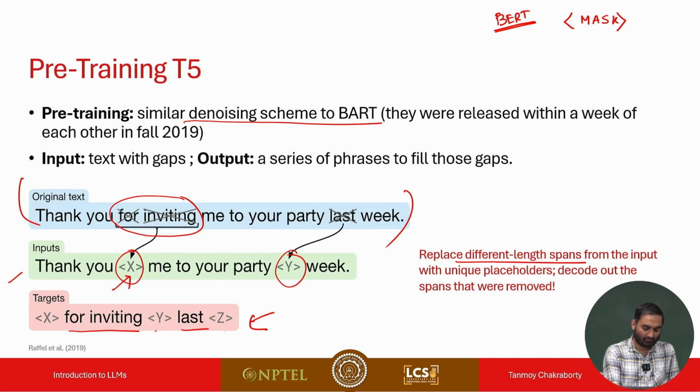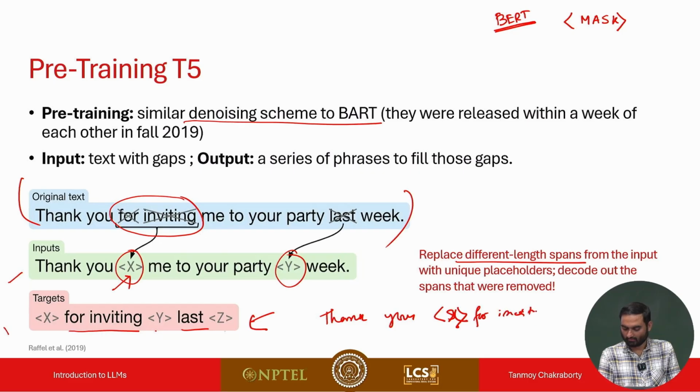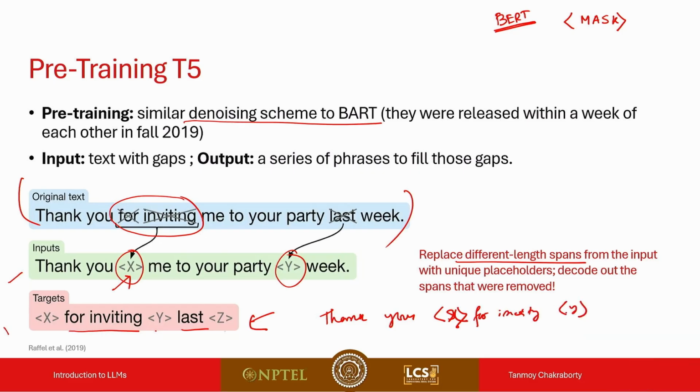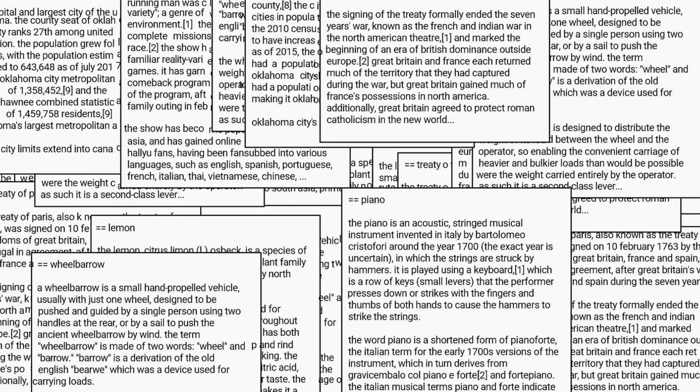You are not producing something like this: "thank you X for inviting me to your Y last week." You don't need to predict the entire sequence. Okay, that's the difference. So for training they collected a lot of corpus, a lot of documents from the web.